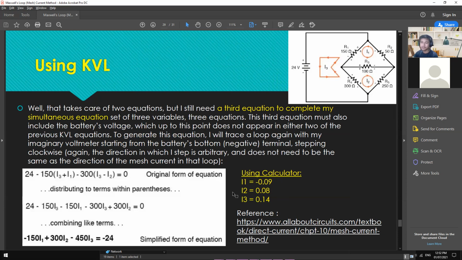We will stop here for now since we don't have enough time anymore. I was supposed to finish until the superposition theorem, but we'll do that next meeting. We'll discuss superposition and then the nodal voltage analysis this coming Tuesday next week.